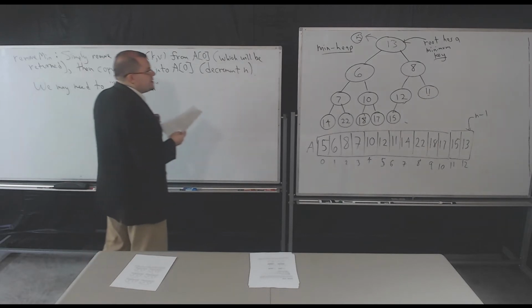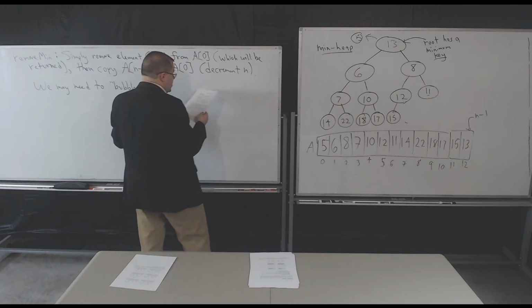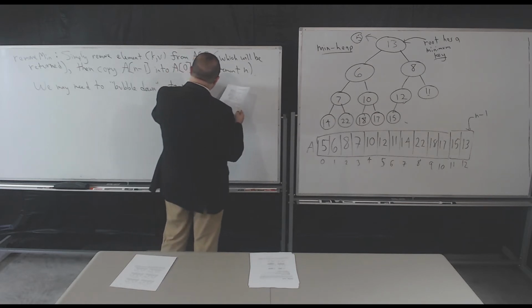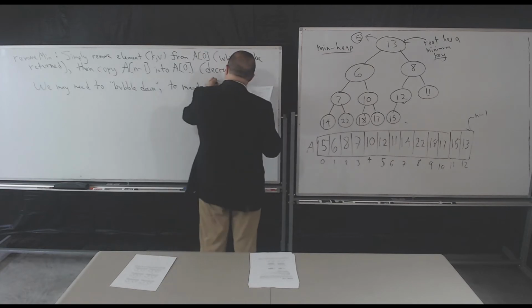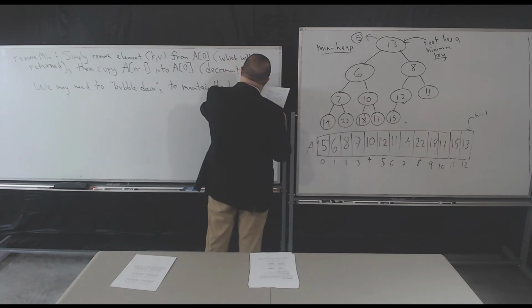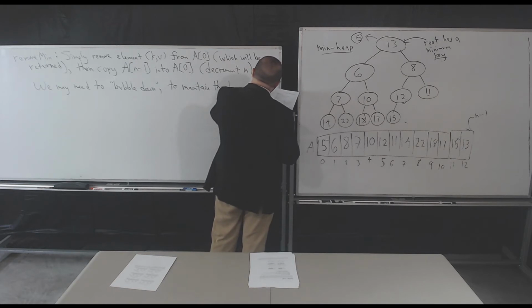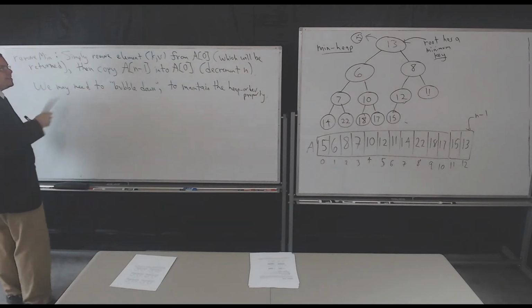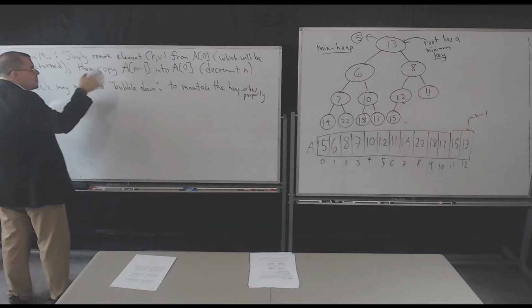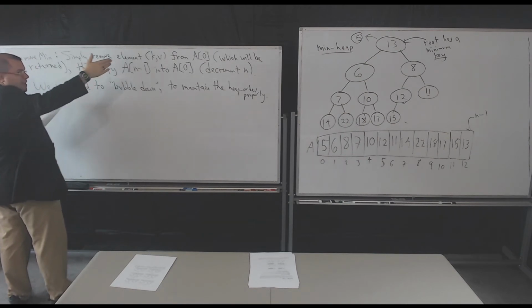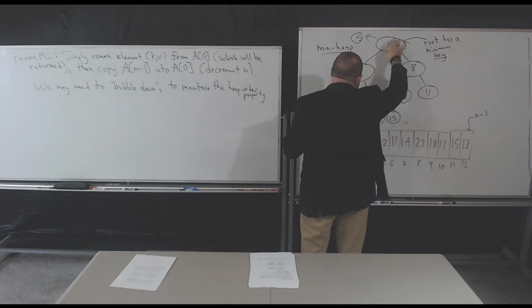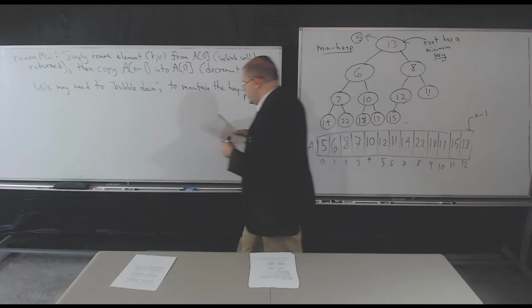I put more details in the written notes, like the pseudocode as well. We may need to bubble down to maintain the heap order property. But we don't really have a clear contender of which way it should go down the heap, because remember, we still need to maintain the shape. I just need to find a place to put that 13. I'm not adding anything anymore. I've removed this and put that up here. So now I have to work within the structure itself to perform the swaps.